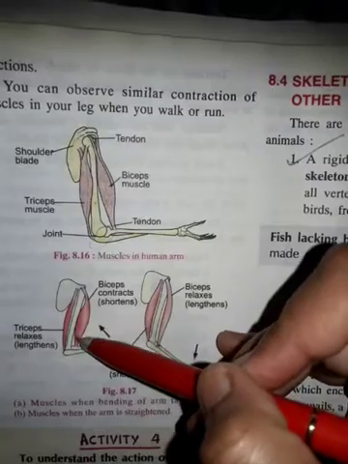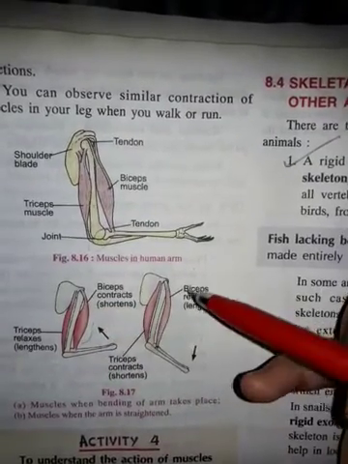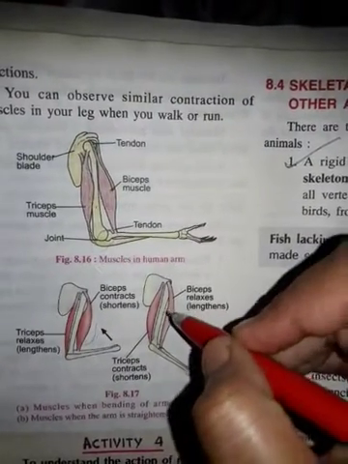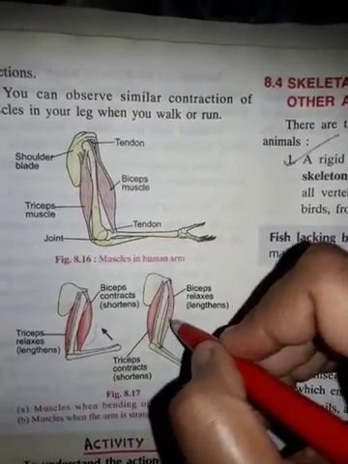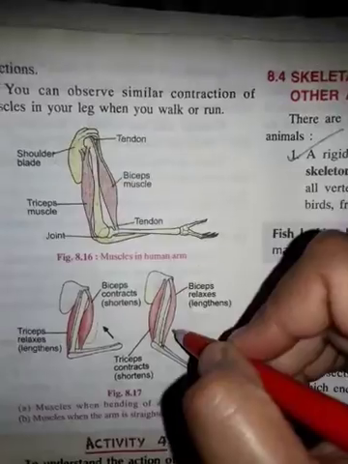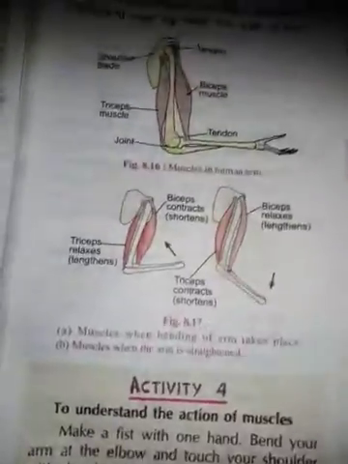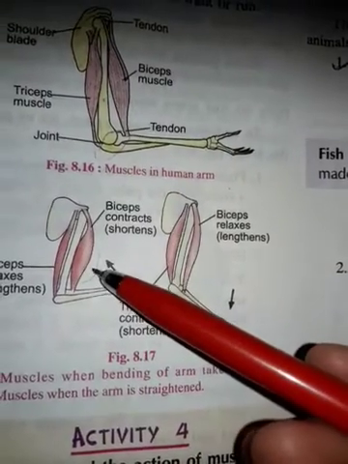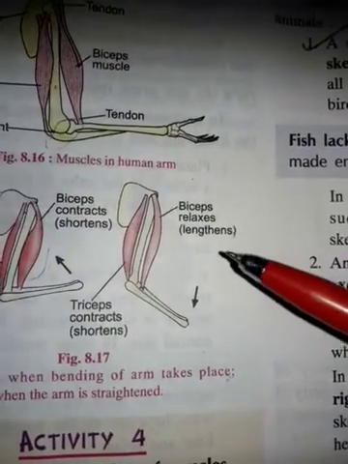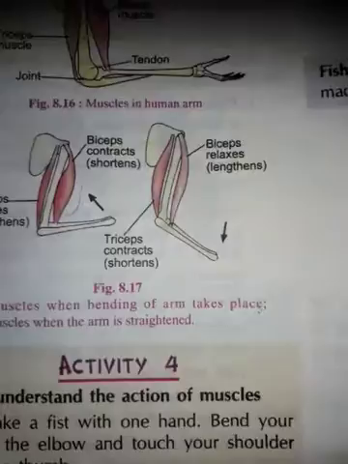When a muscle contracts, it becomes thick and short, and when it relaxes, you can see that it is thin and long. In this diagram you can see that when it contracts, it is short and thick, and when it is relaxed, it is long and thin.